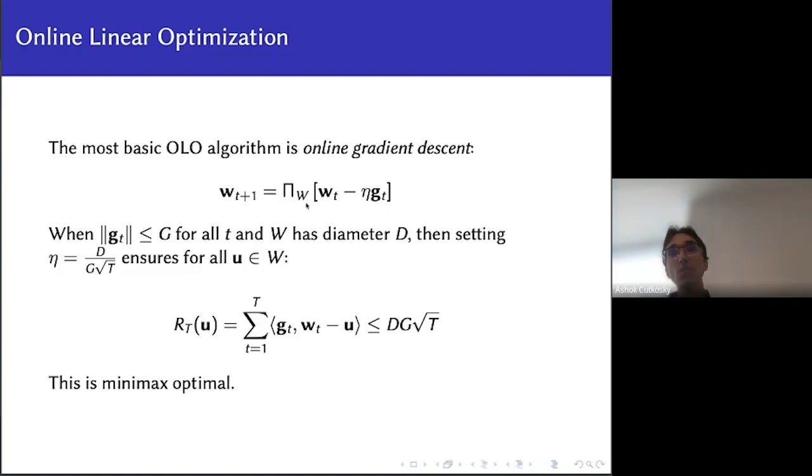Okay, so the key result about online gradient descent is that if all of the gradients are bounded by some G, and W has some diameter D, and you set the learning rate appropriately. So again, don't care too much about this D and G dependence. What's important to notice is that the learning rate eta needs to be roughly 1 divided by square root of T. If you can do this, then this will ensure that the regret is always bounded by D times G times square root of T. Again, let's not worry too much about this dependence here. Let's focus on the square root of T.